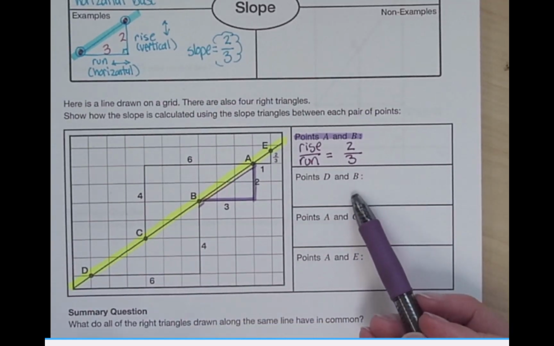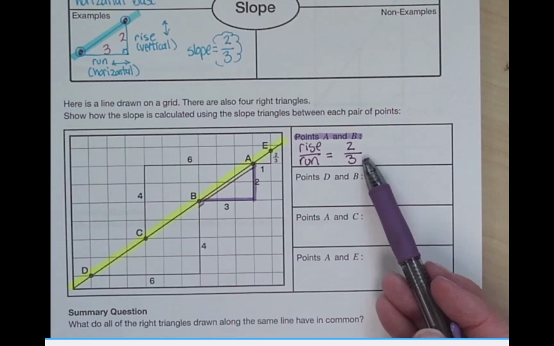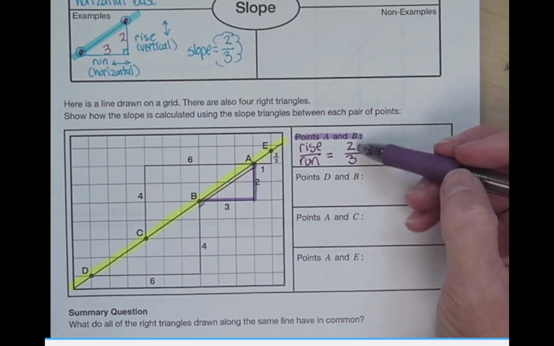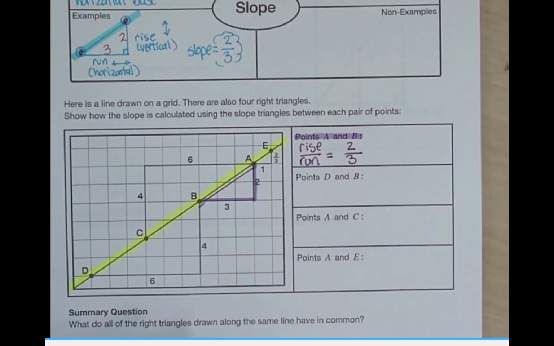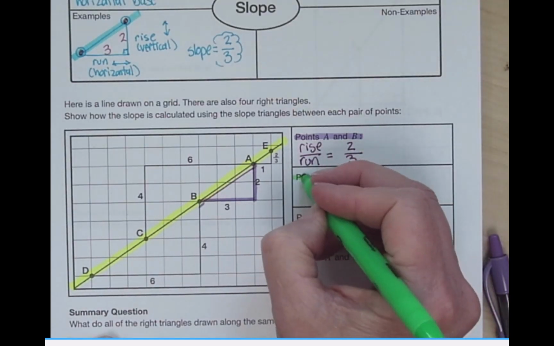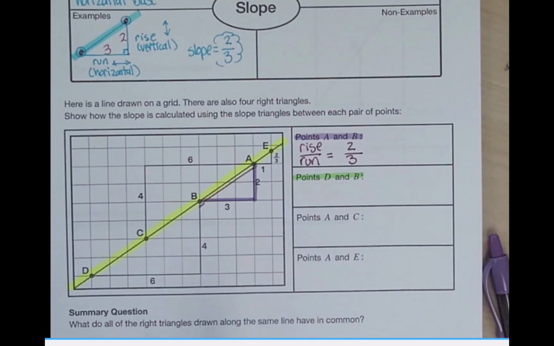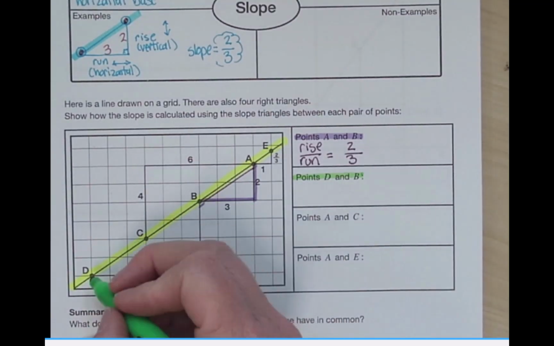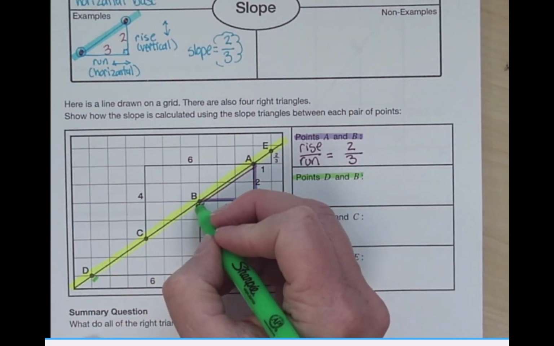Now, we're going to look at a bunch of similar triangles just to verify that no matter how big the triangle gets, the ratio is going to be the same. We actually learned that in the last set of lessons. Let's go on to 2 other points. I'm going to look at points D and B and measure the slope between those 2 points. So here's D, here's B.